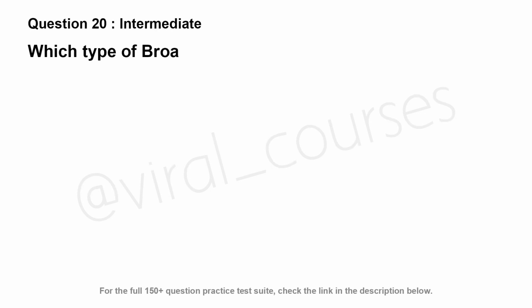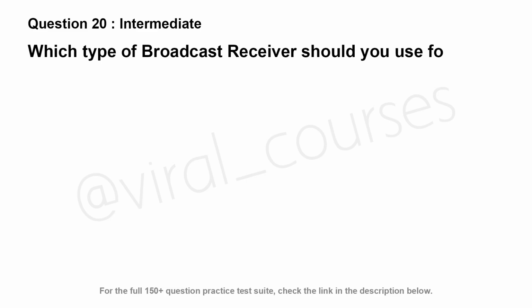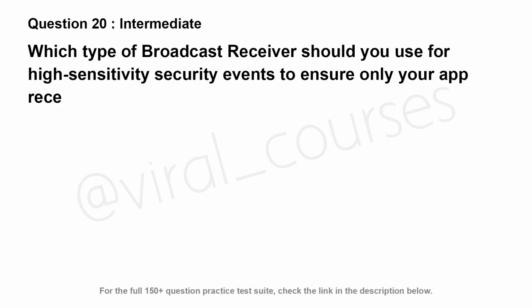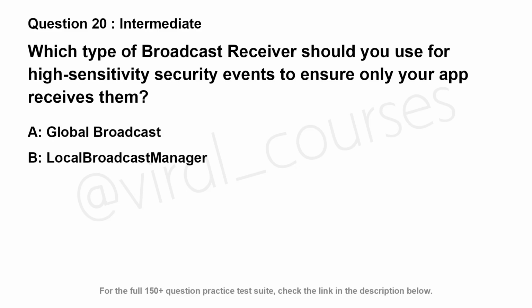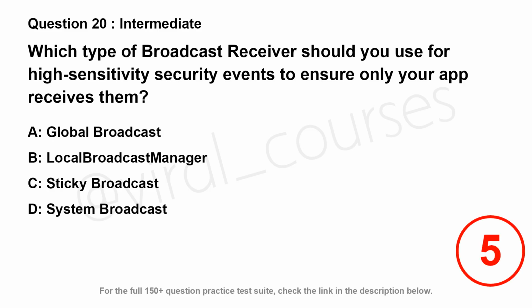Which type of broadcast receiver should you use for high-sensitivity security events to ensure only your app receives them? Option A, Global Broadcast. Option B, Local Broadcast Manager. Option C, Sticky Broadcast. Option D, System Broadcast.